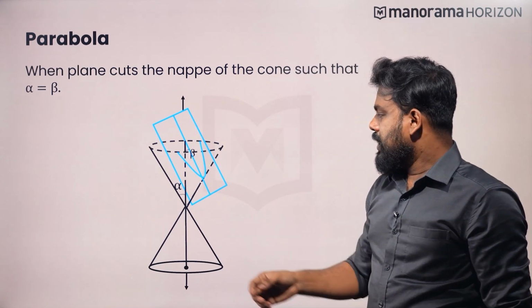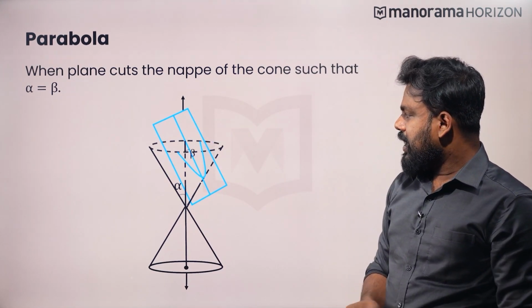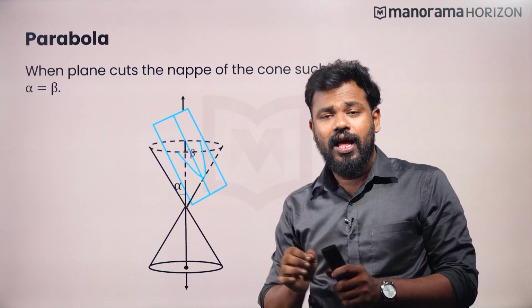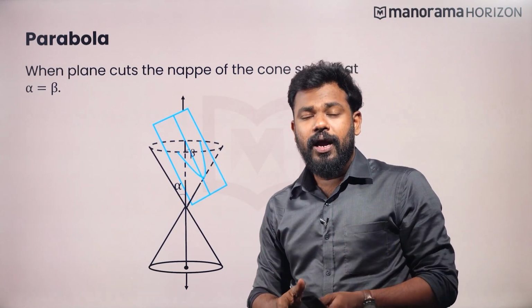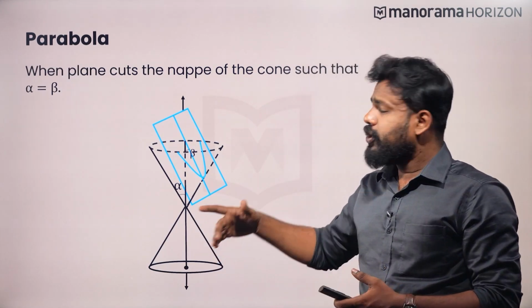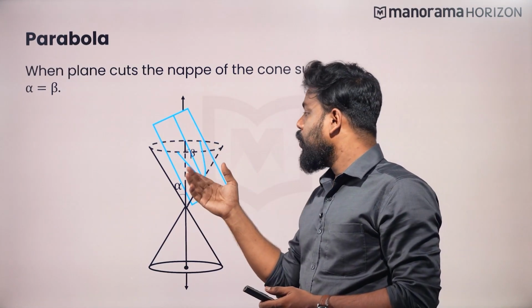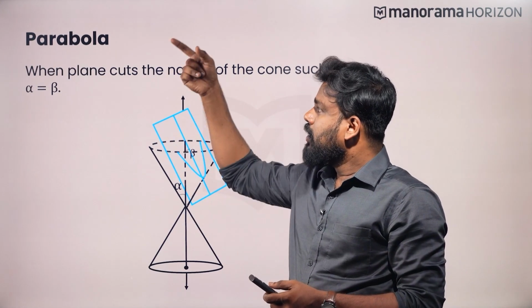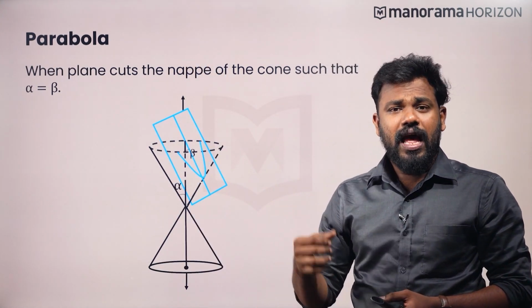And how? Yeah, the image looks like this. You have a plane, and the angle alpha is equal to this angle beta, which is made by the plane with the upper nappe or the lower nappe of the cone. And that is how you get what? A parabolic shape. So now we have got the circle, ellipse and parabola, right? What is the last one?